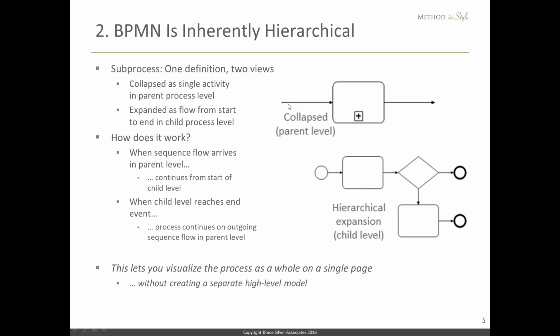The way it works is, when the solid arrow, the sequence flow, arrives in the parent level at a subprocess, it starts what's inside the subprocess, which is in a separate diagram, typically hyperlinked in the tool to the parent level, from the start of it. And when it gets to the end of the child level diagram, it immediately resumes on the outgoing sequence flow back at the parent. So the child level represents what's inside this single activity with the plus sign, the subprocess.